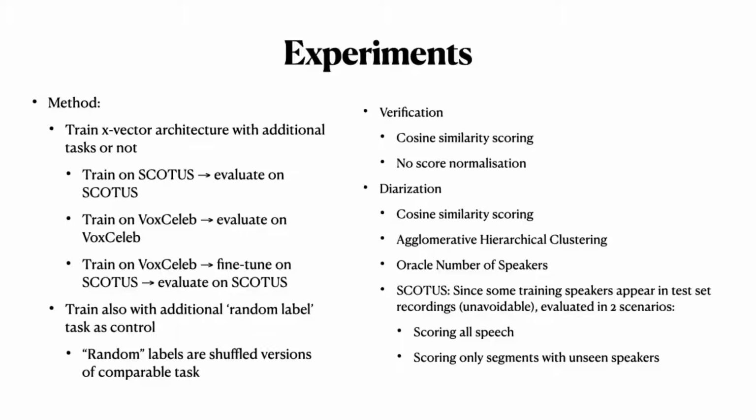For verification and diarization, we used cosine similarity scoring with no score normalization. And for diarization, we used agglomerative hierarchical clustering to the oracle number of speakers. For diarization on SCOTUS, since some training speakers appear in the test set, which is unavoidable due to the Supreme Court justices appearing in nearly every recording to oversee the arguments, we evaluated the diarization error rate in 2 ways. Firstly, scoring all the speech, and second of all, scoring only unseen speaker portions.